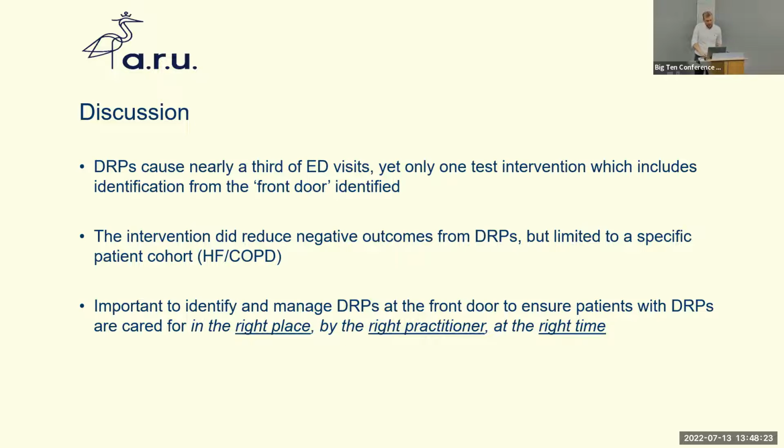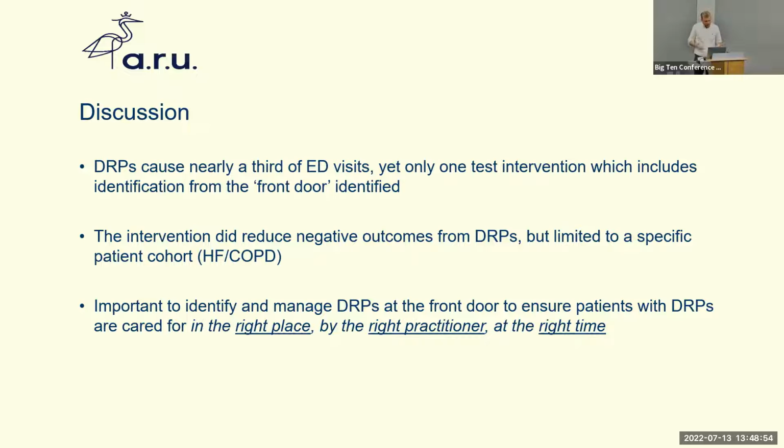So, as I said, there isn't much out there, quite clearly, from that. But just thinking about some discussion points, we know that DRPs cause nearly a third of ED visits, yet we only found that one intervention that includes identifying them from the front door, or near to. Even that wasn't very clear from the paper, but was much clearer than others. That intervention did reduce negative outcomes, those drug negative outcomes from DRPs, but was limited to a specific patient cohort, those with heart failure and COPD.